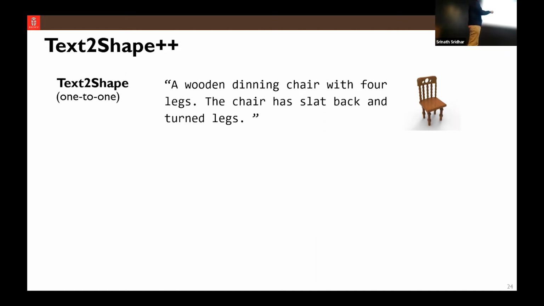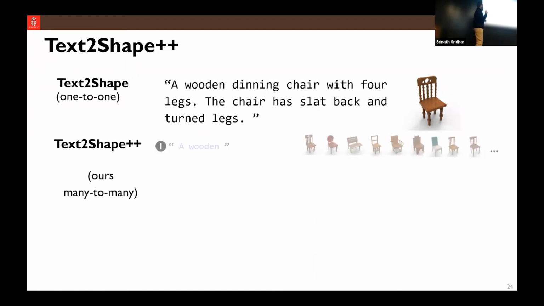We parse this sentence into its constituent parts using constituency parsing, and we get essentially a hierarchy of these different phrases. So, for instance, if the sentence starts with just "a wooden", that can be associated with a bunch of chairs that have this kind of wooden texture. We don't look at appearance, but it turns out that appearance characteristics also bleed into geometry. So in this case, we're only looking at geometry.